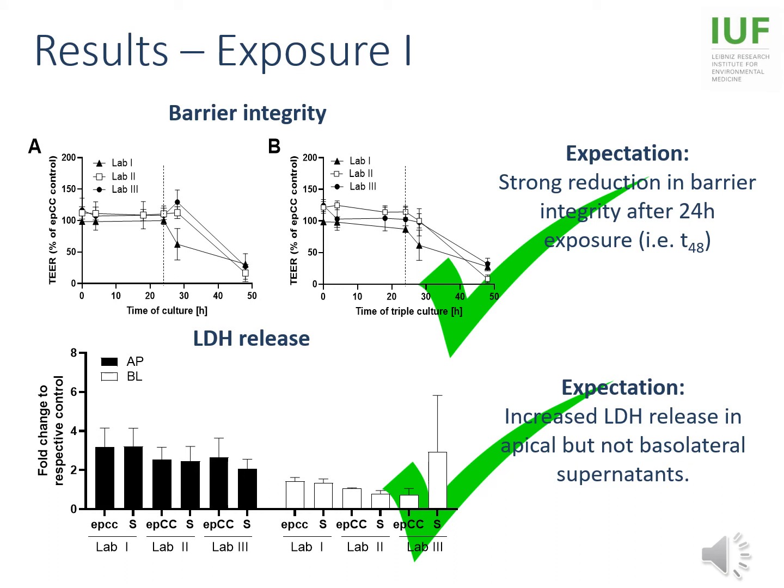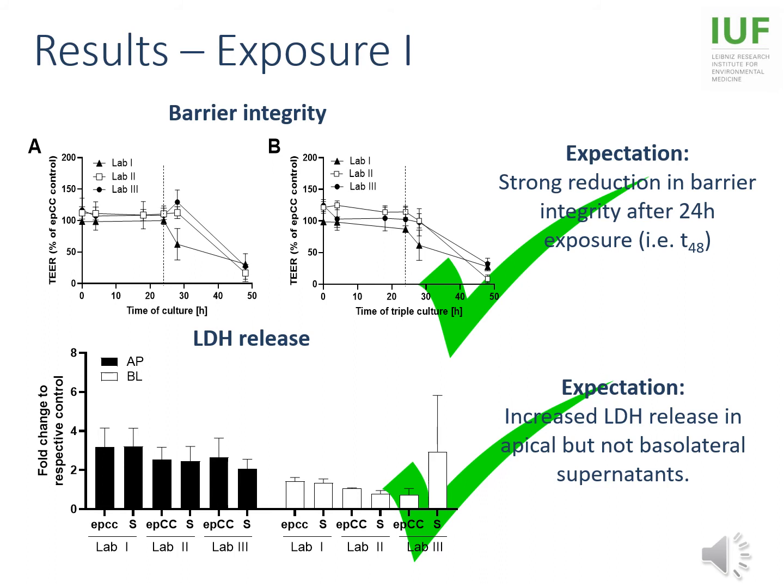Next up were then the exposure experiments. As diclofenac is a strong enterotoxic compound, we focused on cytotoxicity endpoints with barrier integrity, here in the top graphs, and LDH release in the bottom. The start of diclofenac exposure is indicated by the dotted lines in graphs A and B. All 3 labs reported a strong reduction in barrier integrity after 24-hour exposure in both the epithelial co-cultures, shown in graph A, and the stable triple cultures in graph B. There was, however, a difference in the onset of this reduction, which Lab 1 already observed after 4 hours of exposure, in contrast to the other 2 labs.